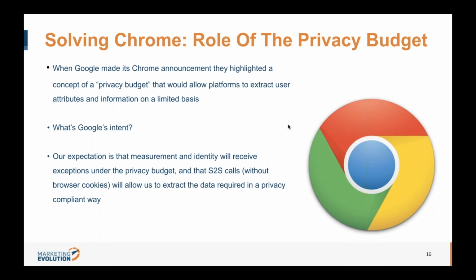So using their, again, soft example, our expectation is that measurement and identity will also receive exceptions under the privacy budget, and that server-to-server calls without browser cookies allow us to extract the data required in a privacy-compliant way. So just like the application of identity resolution and macros paired with a cookie for today's solve that I mentioned on the last slide, I anticipate a server-to-server version of the same concept applying in the not-so-distant cookieless future.